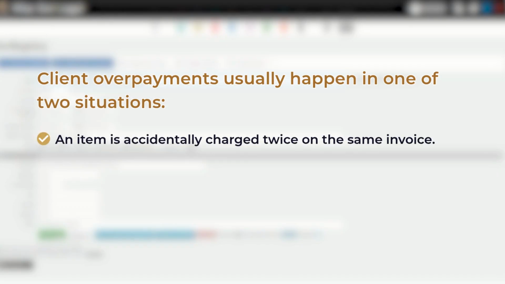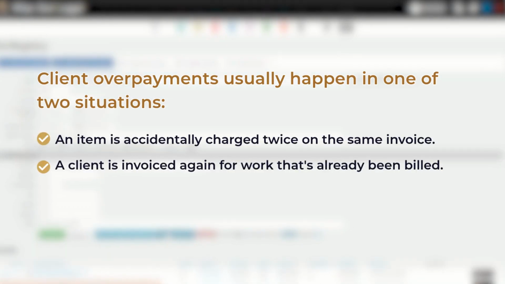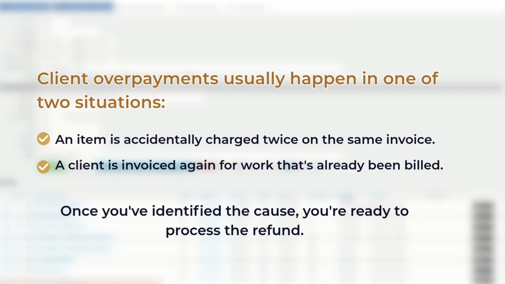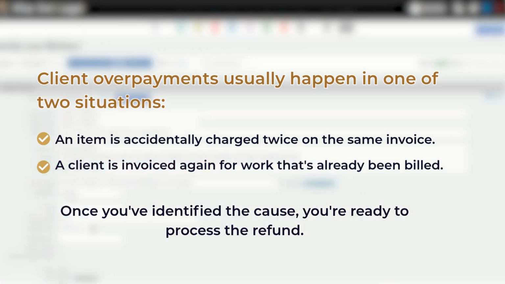Client overpayments usually happen in one of two situations. An item is accidentally charged twice on the same invoice. A client is invoiced again for work that's already been billed. Once you've identified the cause, you're ready to process the refund.